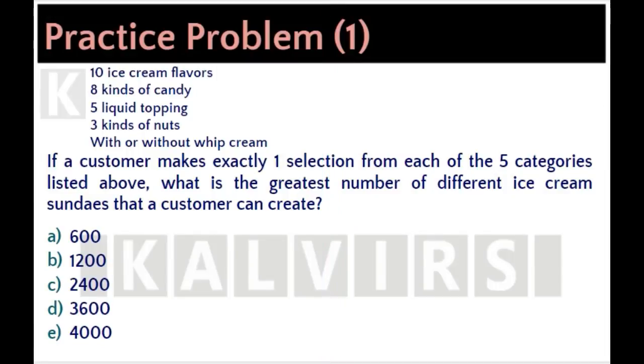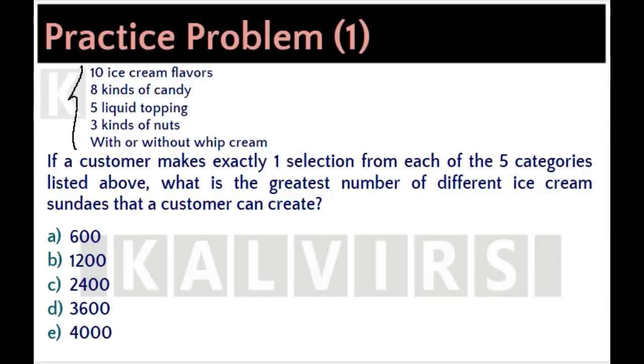Customer makes exactly one selection from each of the 5 categories listed above: 10 ice cream flavors, 8 kinds of candy, 5 liquid toppings, 3 kinds of nuts, and with or without whipped cream. What is the greatest number of different ice cream sundaes that a customer can create?